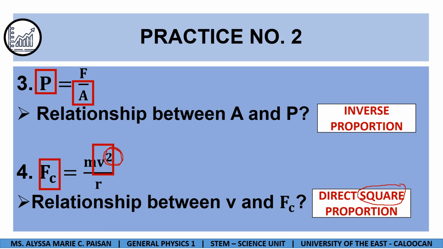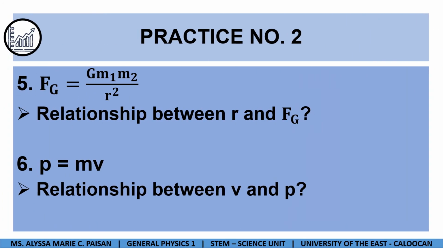beside it. And that will tell you that the relationship, although both of them are in the numerator, is not simply direct, but actually direct square. That will be your sign that it is direct square proportion. Both are in the numerator and one of them is actually squared. Now let's have number 5.